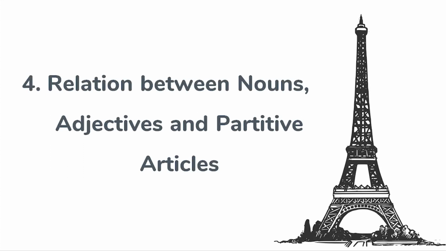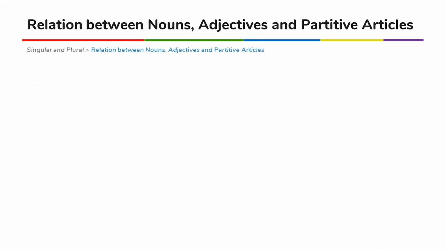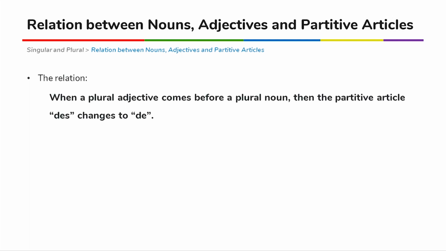By now, you are well acquainted with nouns, adjectives, and their singular and plural forms. You are also fully aware about the various articles and their use based on the gender and number of the noun. In this section, you'll be learning about the relation between partitive articles, nouns, and adjectives in the plural form. The relation is as mentioned here. When the plural adjective comes before a plural noun, then the partitive article des changes to de. Things will be clear with some examples.